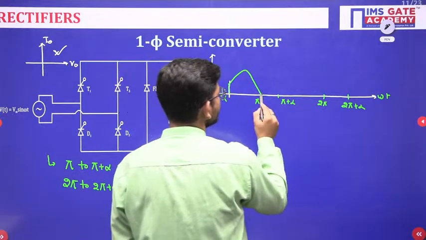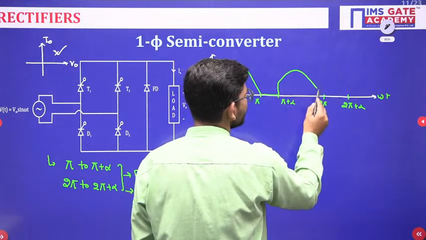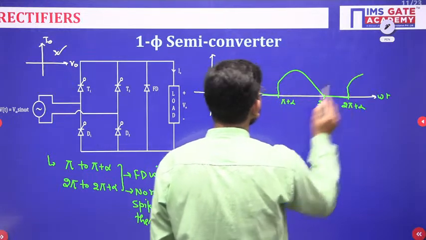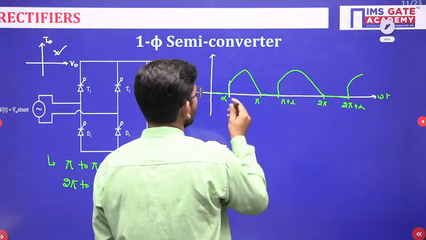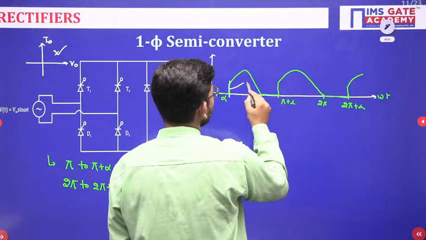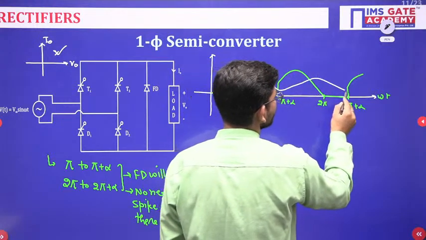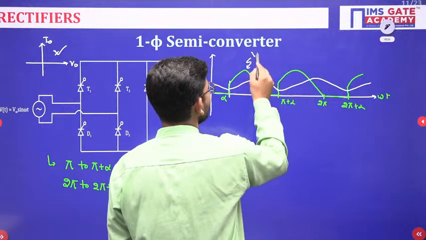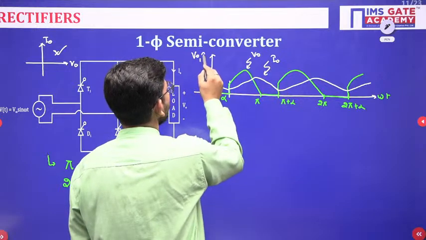Now just see, from pi to pi plus alpha I am not having any negative spike which was there earlier. So this is the change that we have created by using a freewheeling diode. If I talk about the current, it will vary like this for continuous conduction. So this is your output voltage V0 and this is the output current I0.